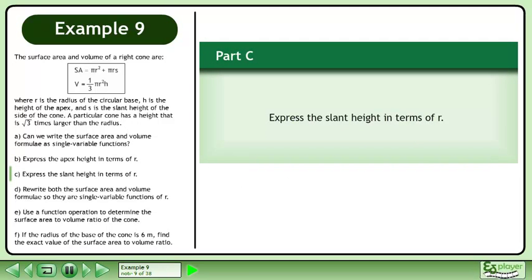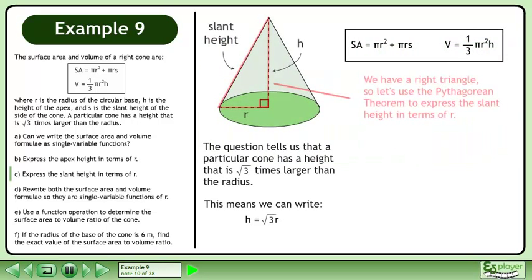In part C, we'll express the slant height in terms of r. We have a right triangle, so let's use the Pythagorean theorem to express the slant height in terms of r. For the triangle in this problem, we have s squared equals r squared plus h squared.